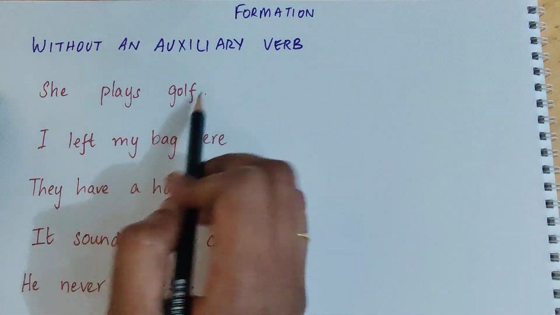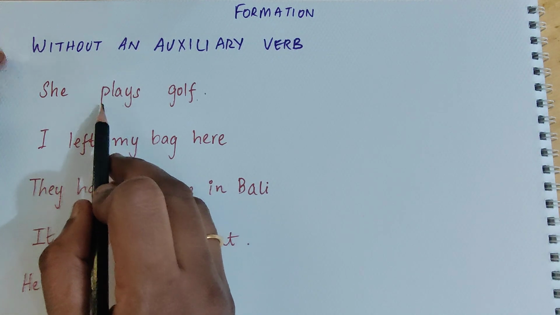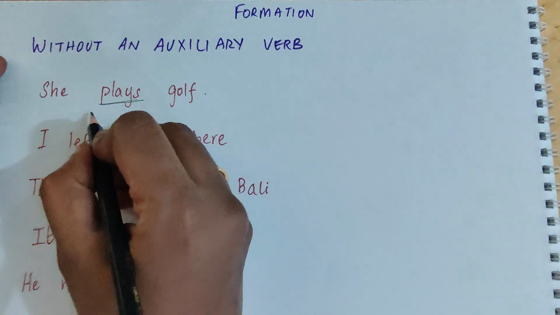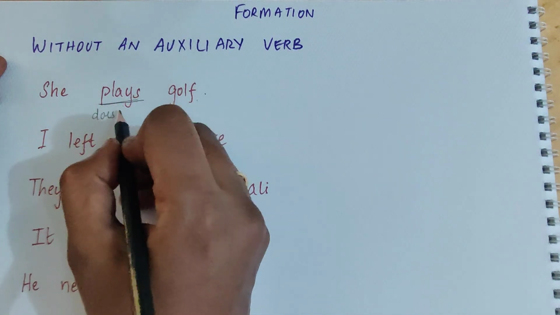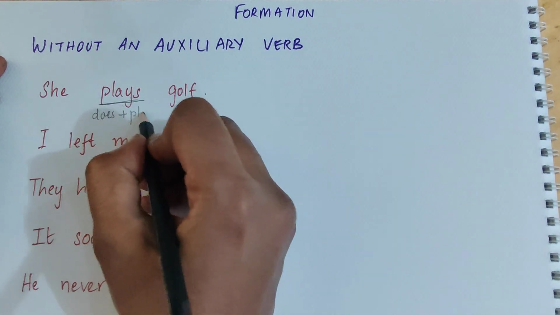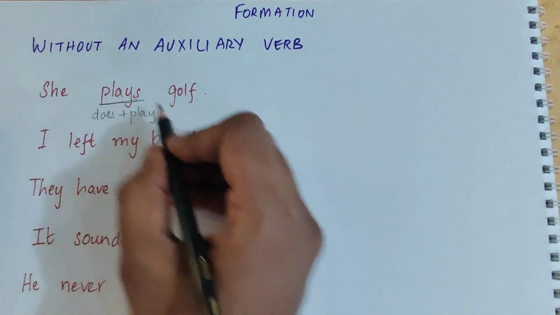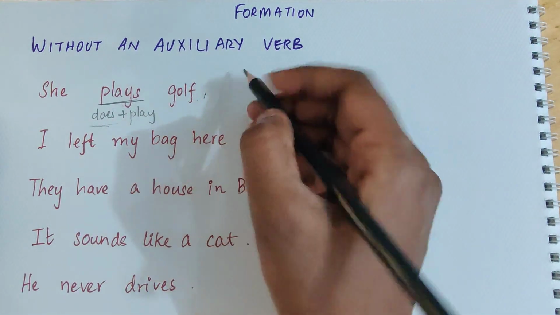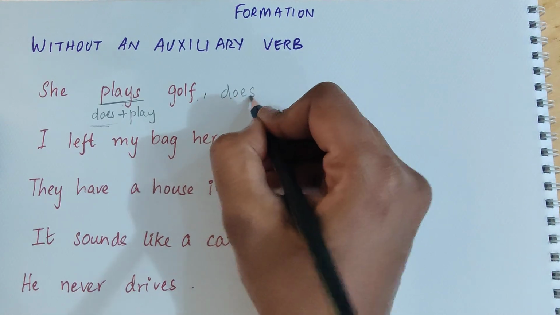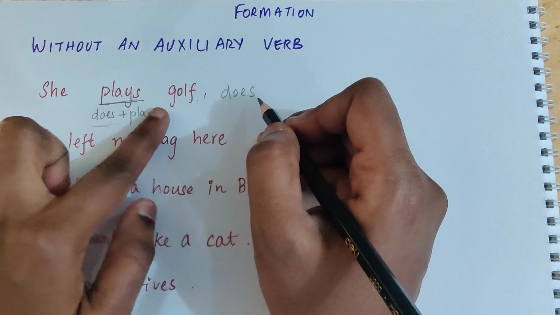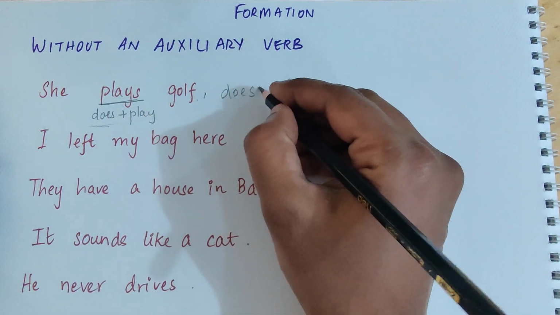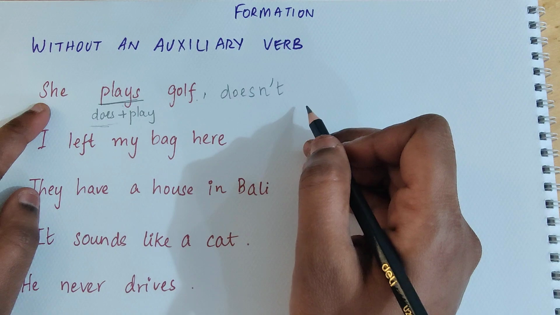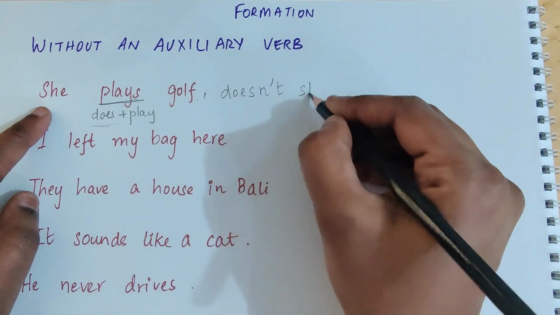Formation of question tag in statement without auxiliary verb. She plays golf. Now here in this type of example, we have to look for the main verb. Here the main verb is plays. So what form is it? It is in simple present. Does plus play is plays. So here does is the auxiliary verb that we have to use. Since it is a positive statement, we are using a negative tag, doesn't. Pronoun is she, doesn't she.